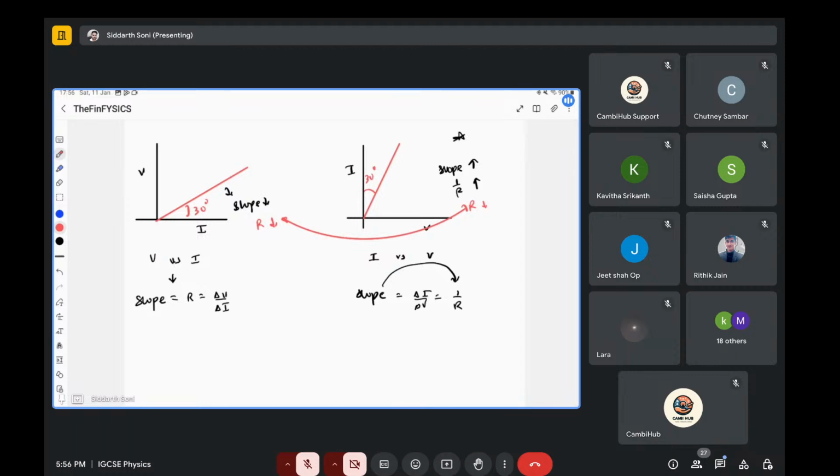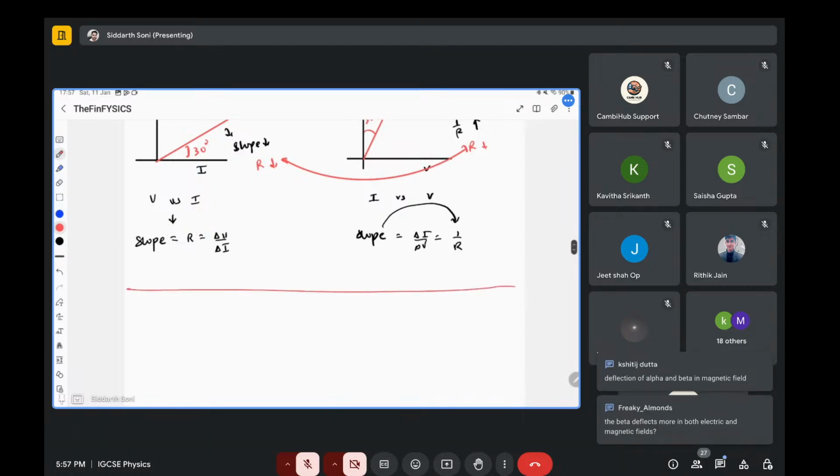Are we clear? They can do this for any and every question. They can do this for Hooke's law as well. Instead of giving you load versus extension, they can give you extension versus load. So wherever you have a graph, they can flip the axis.